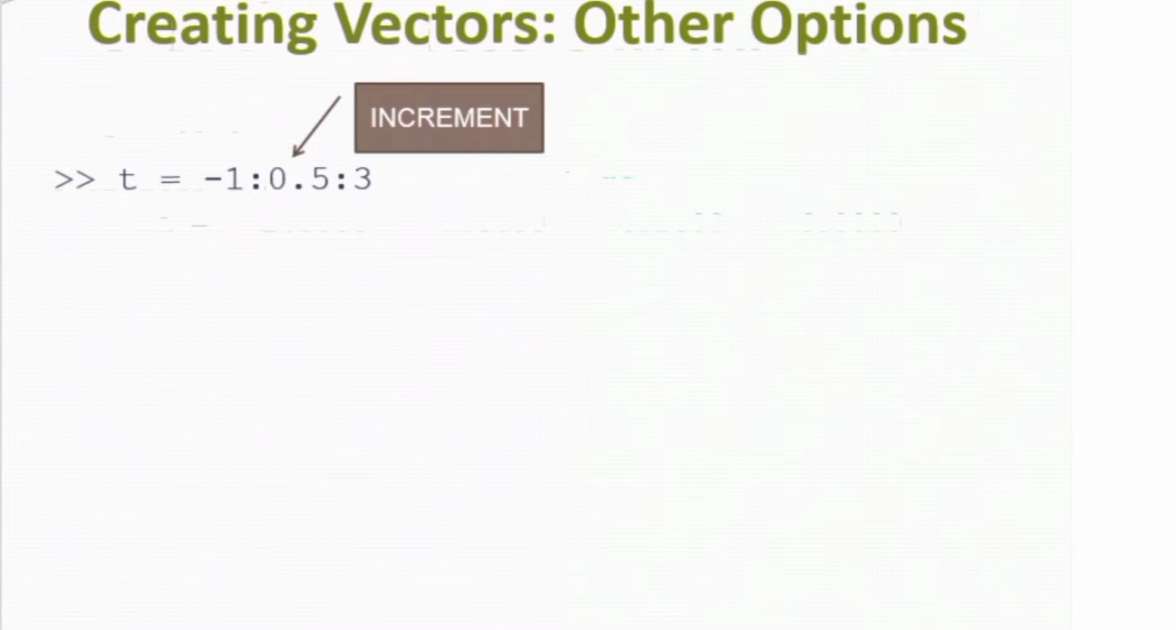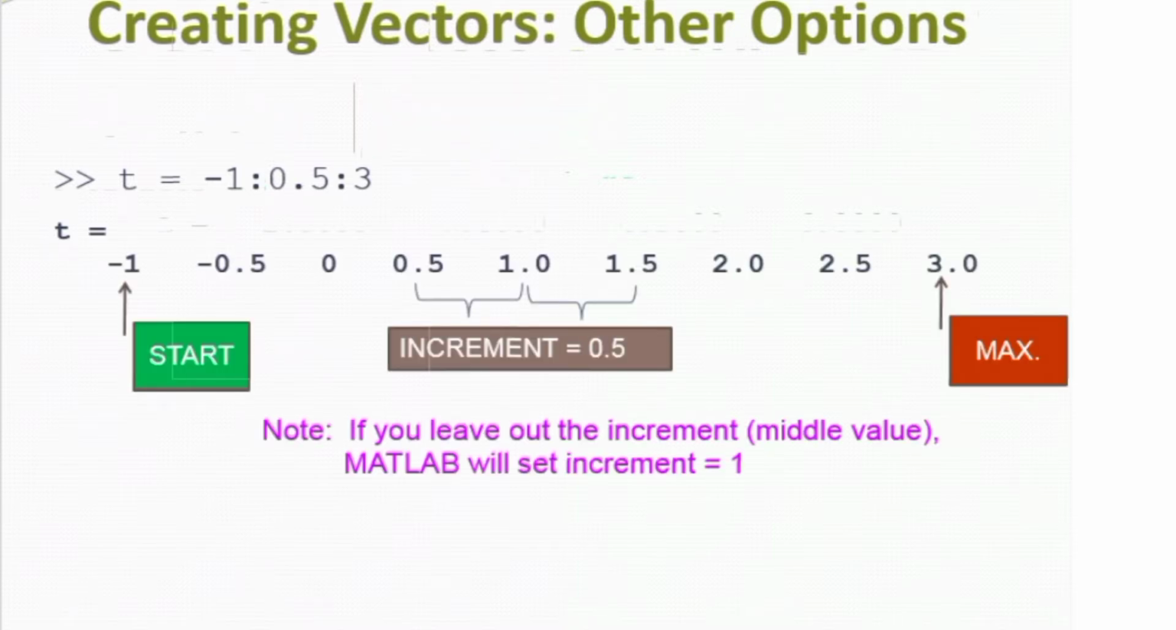So my first entry is going to be -1. My second entry would be -0.5. My third entry would be 0, etc. When do I quit? Well, that's what that last number means. Colon 3 says that I'm going to quit before I exceed 3. So if I do this command in Matlab, here's what I get. Notice I start at -1. I'm incrementing by 0.5, and my last value in the T vector does not exceed 3.